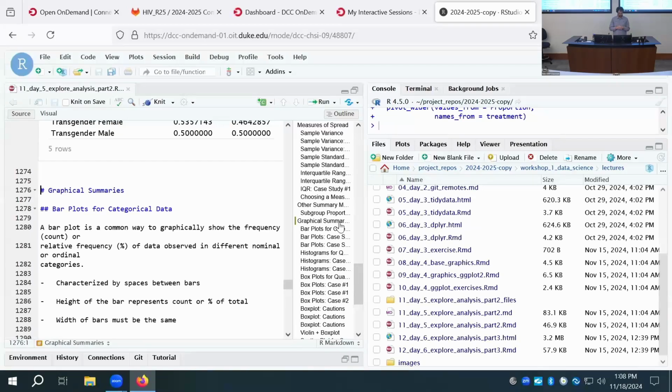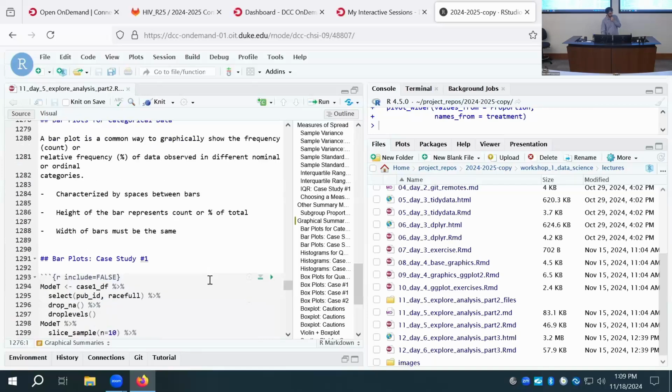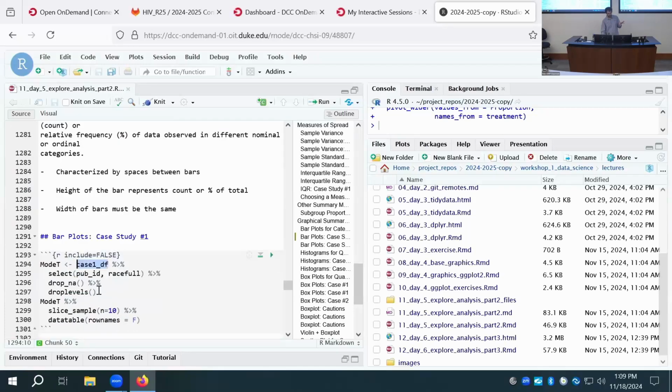So we're going to go over a couple of different graphical summaries. First off, we're talking about bar plots. These are pretty commonly used for categorical data to show how much you have in each different category, for either a nominal variable, like gender identity, or a more ordinal category, maybe like years of post-high school education. Often it's characterized by the spaces between the bars, the height of the bar, and the width of the bar.